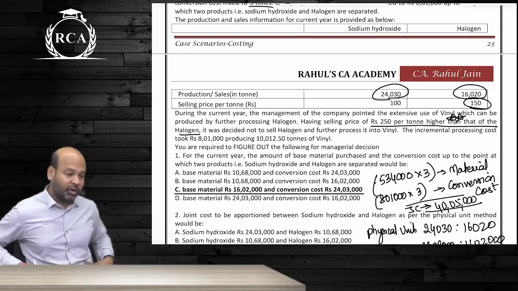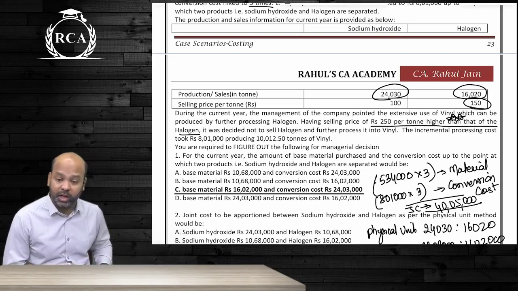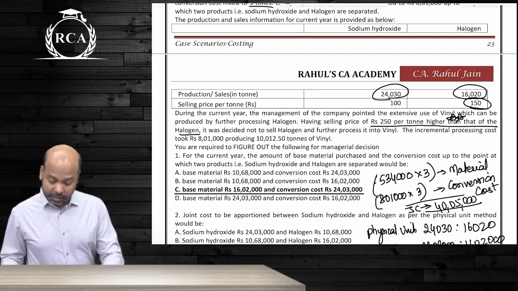The question is very normal. They're just playing around with the wording, guys. Selling price is 250 more than 150 rupees. So that'll become 400.